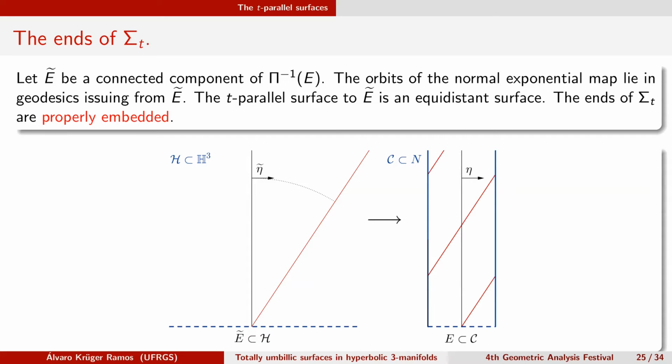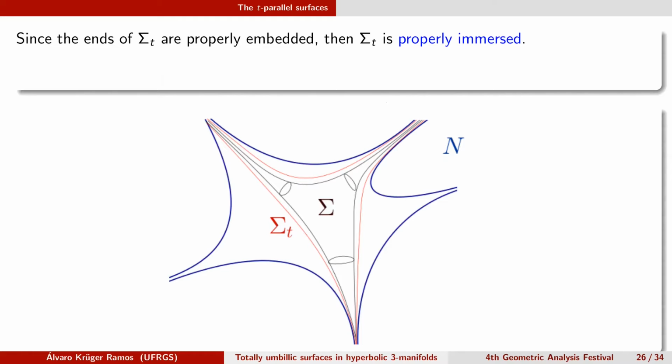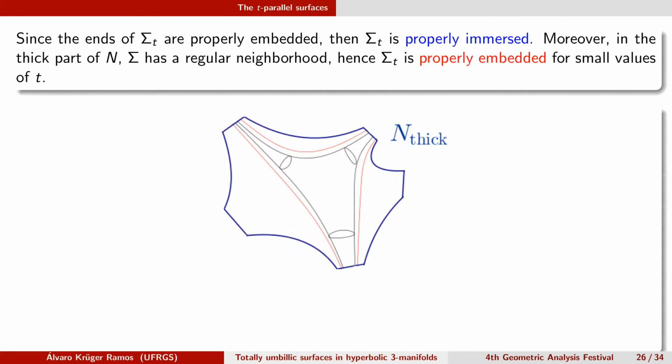So the ends are properly embedded. They don't accumulate, they don't intersect themselves. For any value of t, the ends are properly embedded. This is a great property. So if the ends are properly embedded, what's left is compact, so sigma_t is properly immersed. Really not much to do here. So in the thick part, more than properly immersed, we have a regular neighborhood. So for small values of t, we know that this part in the thick part is properly embedded.